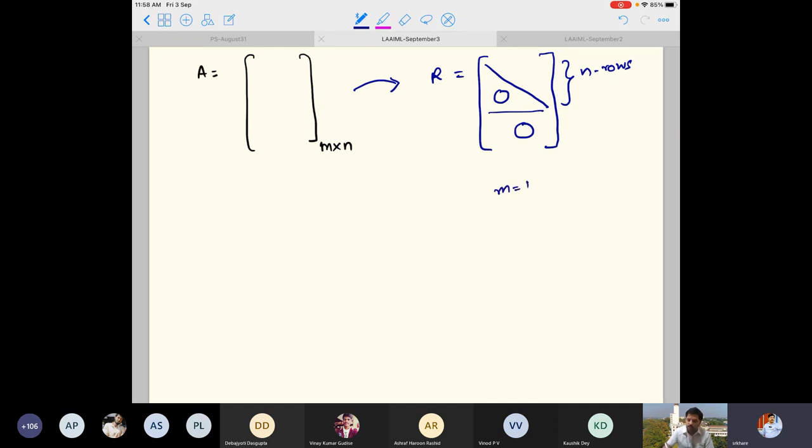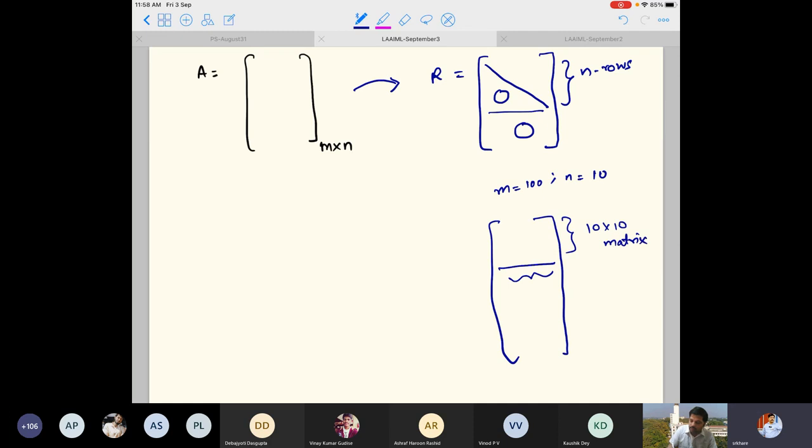So if you take M equal to 100 and N equal to 10, for example, then you have a 100 by 10 matrix, which looks like this. You look at this 10 by 10 matrix, N by N, and this 10 by 10 matrix is an upper triangular part. All the remaining 90 rows are 0. So this is a 0 block of size 90 by 10. So suppose I convert my matrix A into an R which looks like this, then what happens?